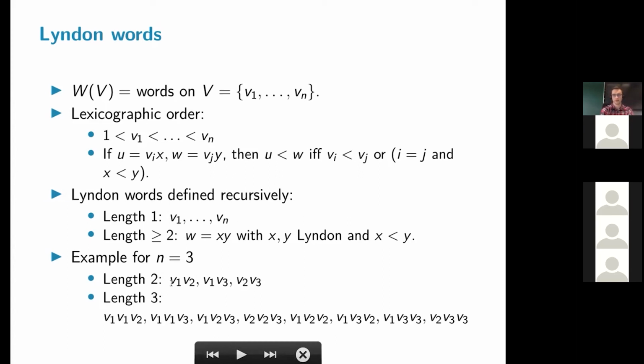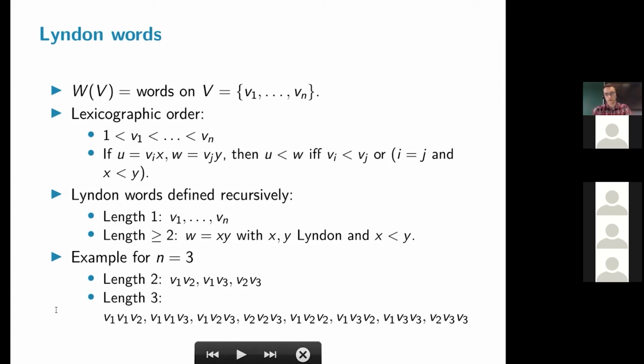So as an example, for n equal to 3, length 1 we already had. For length 2, you take any two Lyndon words of length 1, such that the first is strictly less than the second. Now, there are only three possibilities: v1 and v2, since v1 is strictly less than v2, also v1 and v3, and then v2 and v3. There is no Lyndon word of length 2 that can start with the letter v3, since v3 is not less than any of the other Lyndon words of length 1. Okay, so this gives all Lyndon words of length 2.